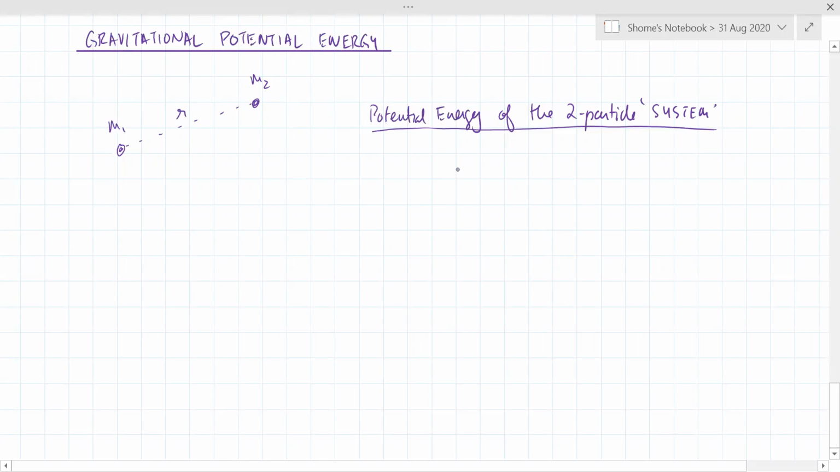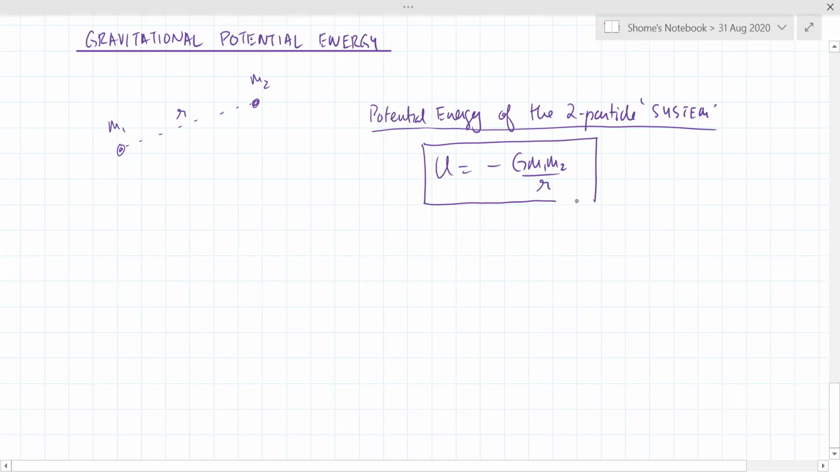So just like we have a formula for force, like that we have a formula for gravitational potential energy. So we have two particles of mass m1 and mass m2, which are at a distance of r. Okay, then the potential energy of the two particles system is given by the formula minus of G into m1 into m2 divided by r.